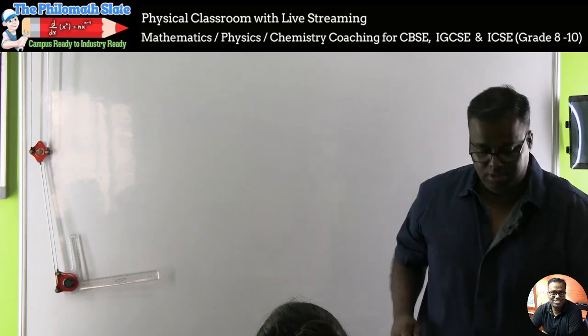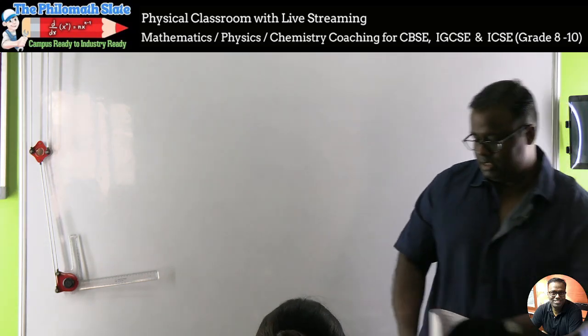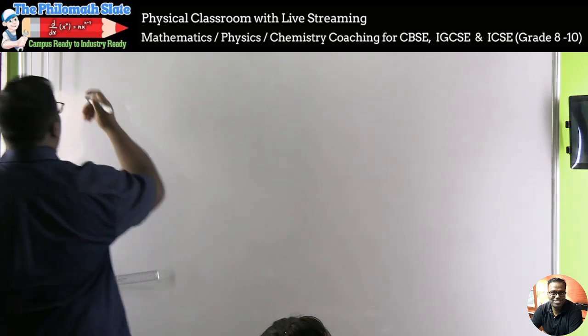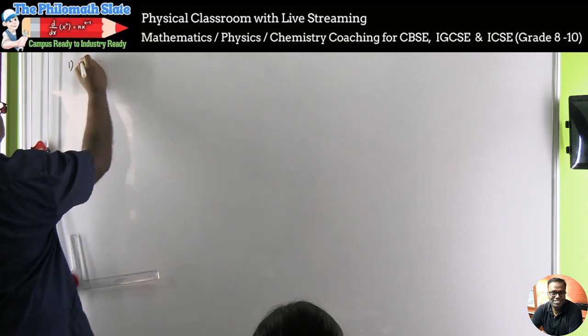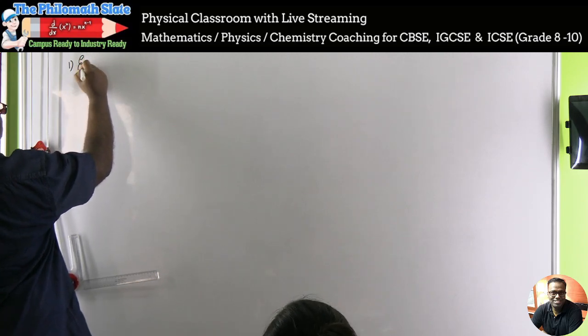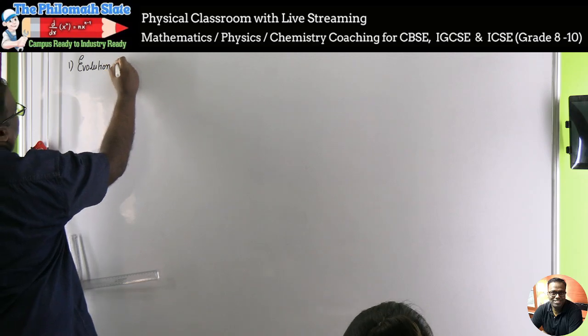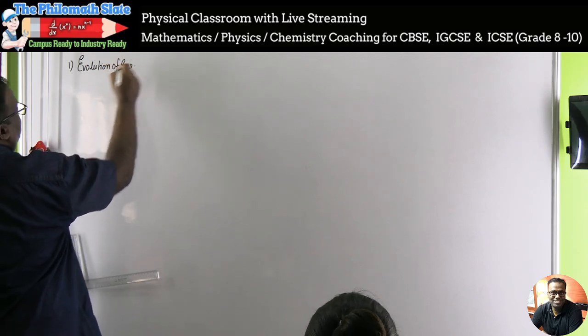So we continue with our characteristics and reactions, which have more importance. So number one characteristic was evolution of gas, which is over for us. Evolution of gas. This is over.